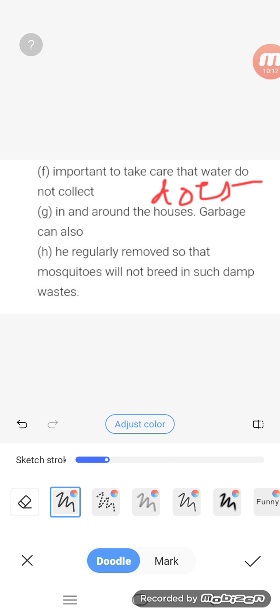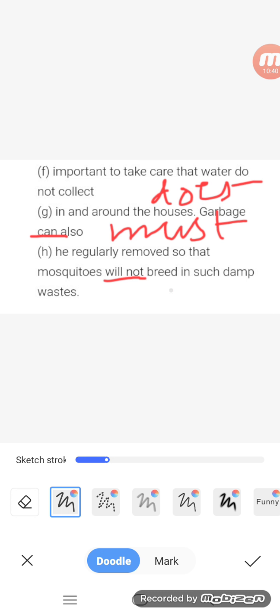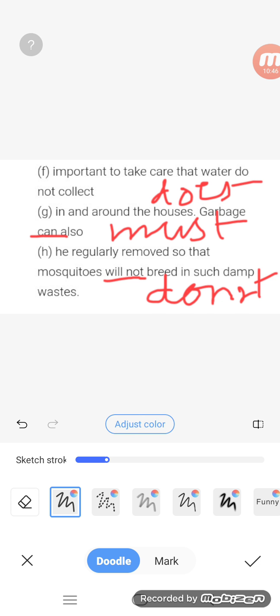Garbage can also. In and around the houses, "can" change into "must". And in the H number you can see "will not" change into "do not". So in this way you can solve these answers.